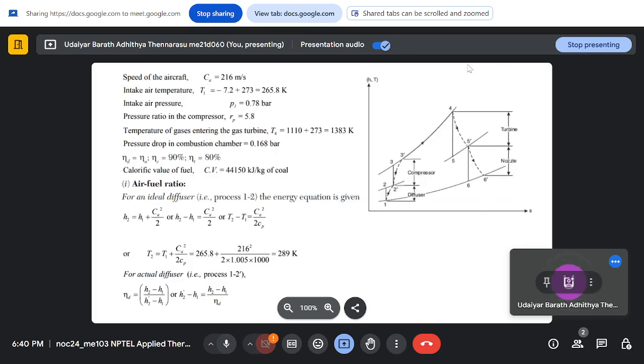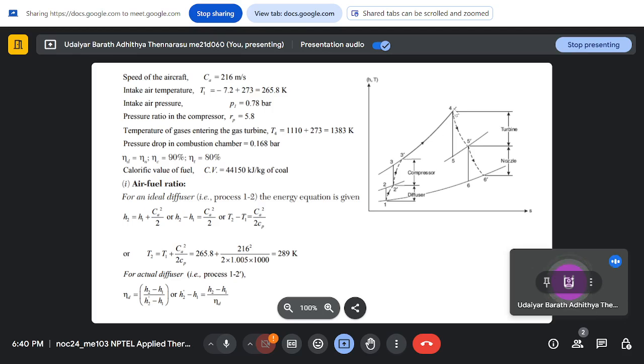So this is how the process looks. 1 to 2, ideally it's an isentropic compression, the ram effect. From 1 to 2, velocity is converted into increase in pressure. These are isobars, and from the diffuser, your actual process is 1 to 2 dash. So 1 to 2 is the ideal one, actually it's 1 to 2 dash. From 2 dash, compressor ideal is 2 dash to 3, but the process follows 2 dash to 3 dash because compressor efficiency is again given.